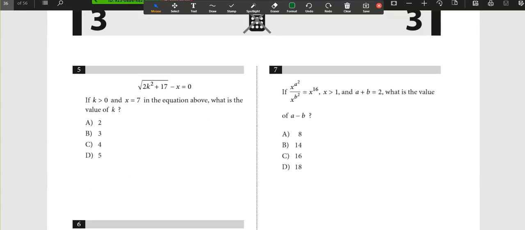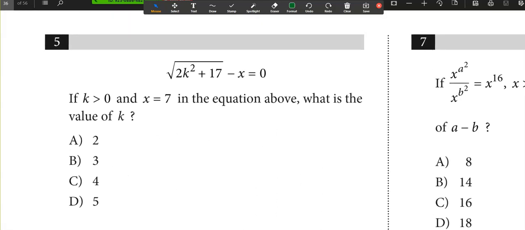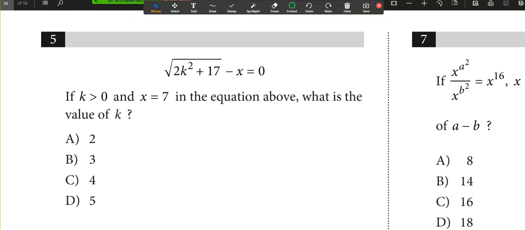Stop me if I go too fast through something. Circle that problem, and when we get back into time where you're working on your own, if you want me to go back to a question, I'll be happy to go back to it and help you. So if k is greater than 0 and x equals 7, all right, so let's see here.